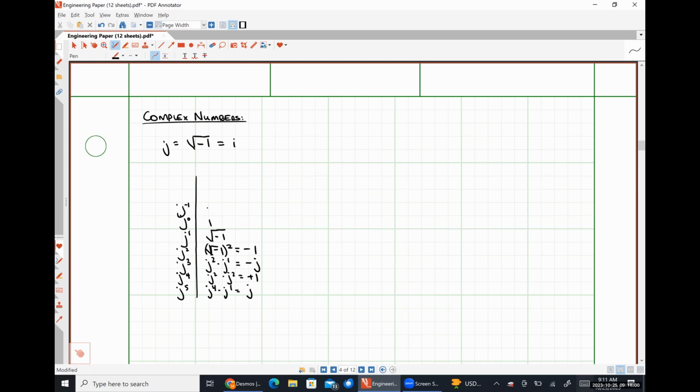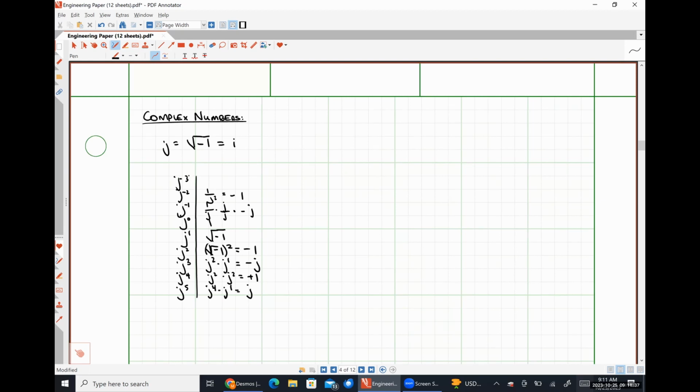J to the -1 is 1 over J. If we multiplied this by J over J, we would have J divided by J squared. J squared is -1, so J to the -1 is just -J. J to the -2 is just 1 over J squared. So that's -1.